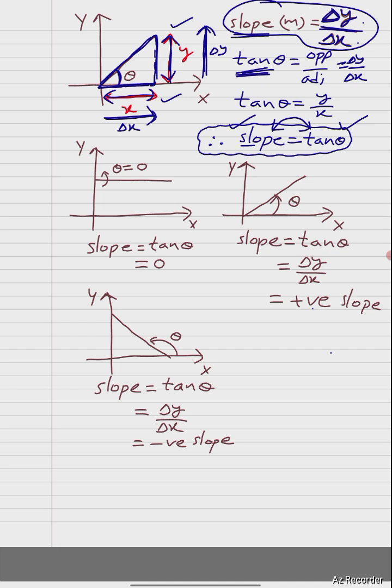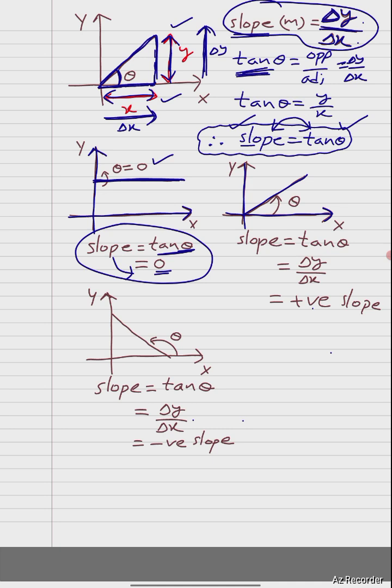Okay, so to understand this better, let us look at a few more graphs. Now first graph, the slope is 0. Why slope is 0? Suppose the graph is like this, a line parallel to x-axis. Here there is no angle at all. It is not at all making any angle with the x-axis. So angle 0 means tan theta 0. That means slope is 0. For any graph like this parallel to x-axis, the slope is 0.